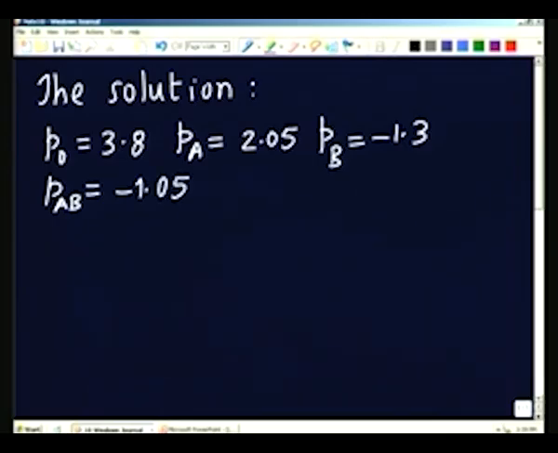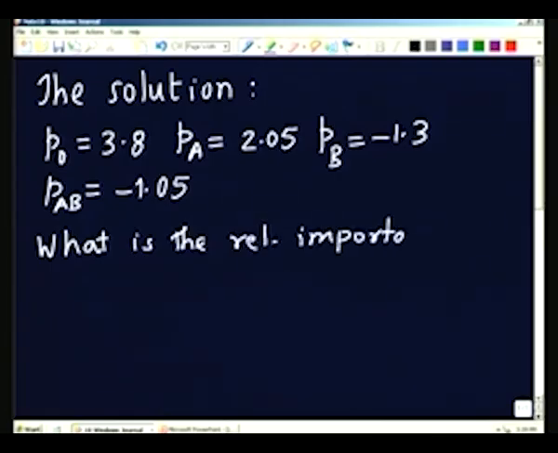Now, I am going to ask myself the question, how do I interpret these results in terms of identifying the relative importance of the different factors on the outcome of the experiment. So, the question is, what is the relative importance of each factor.